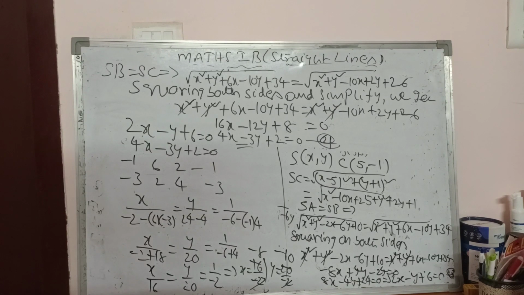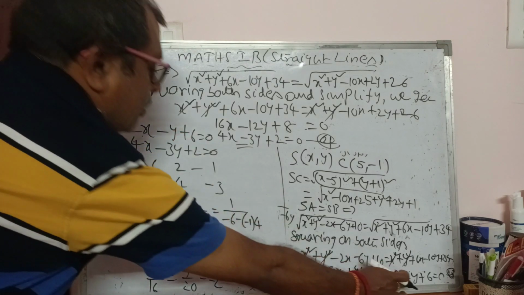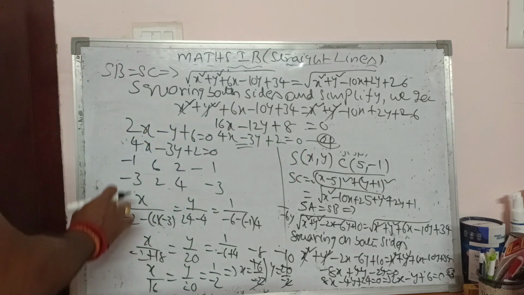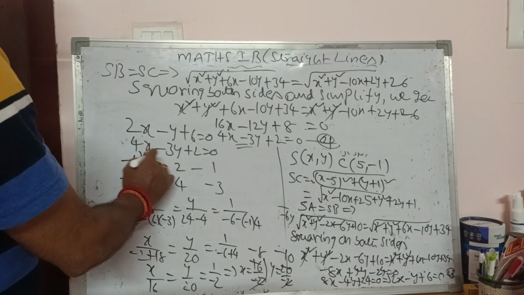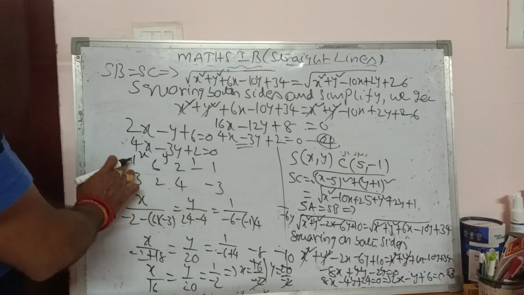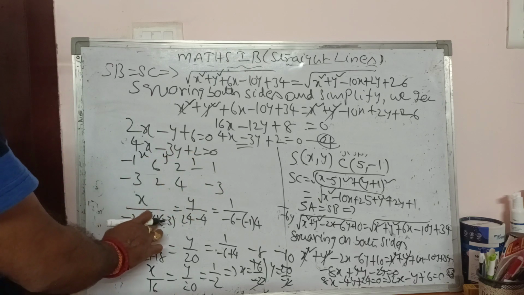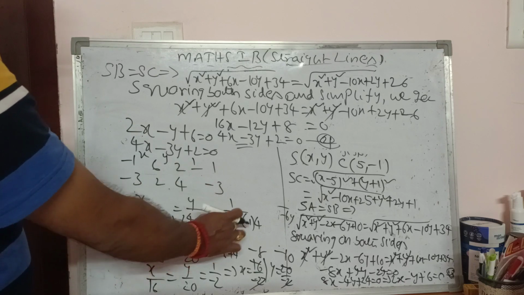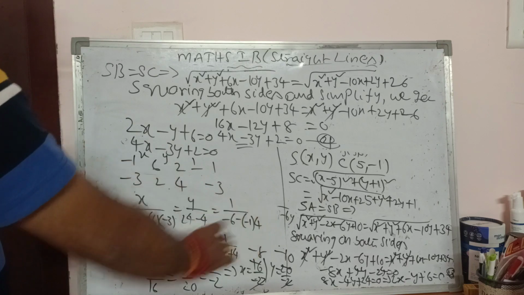Therefore, solving equations 1 and 2, 2x minus y plus 6 is equal to 0 and 4x minus 3y plus 2 is equal to 0. Therefore, x by minus 1 into 2 minus 6 into minus 3. Similarly, y by 24 minus 4. 1 by minus 6 minus of minus 1 into 4.